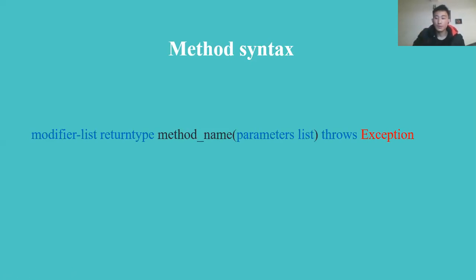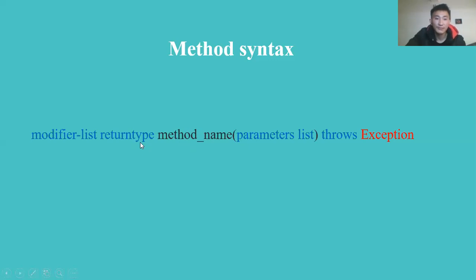Now, let me talk about the syntax of the method. The method syntax begins with the modifier list. This comes first. What is a modifier? It gives the permission. Then comes the return type, which is what this method will give. After execution of this method, it should return something.